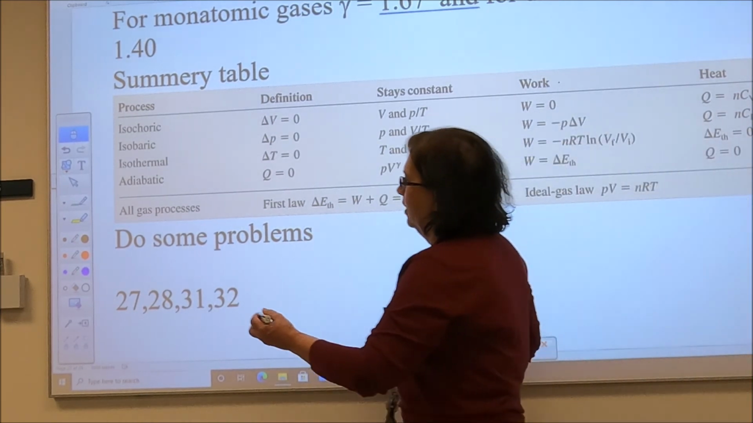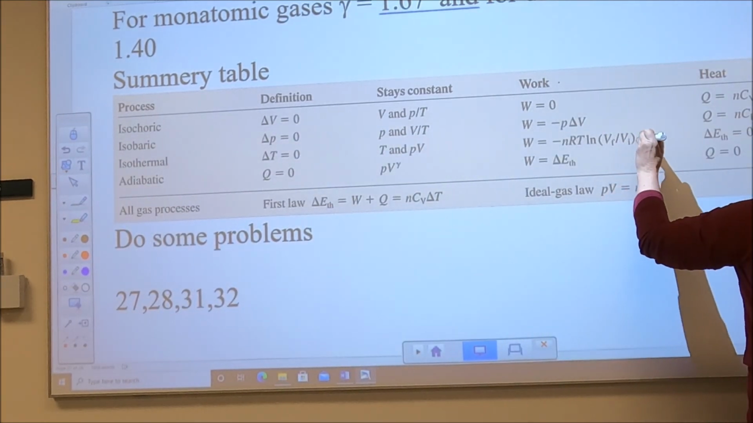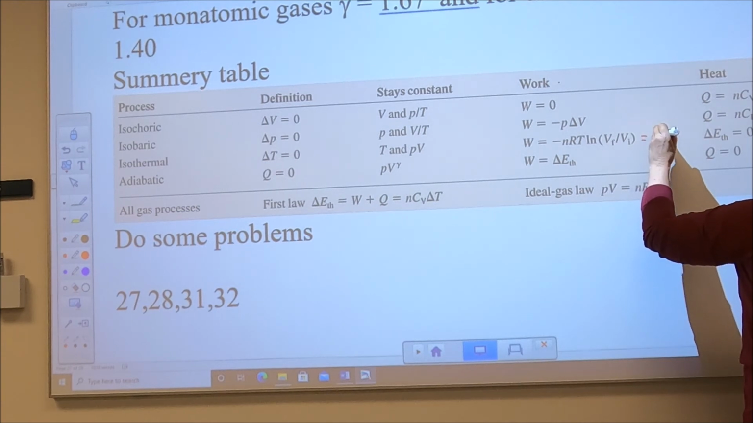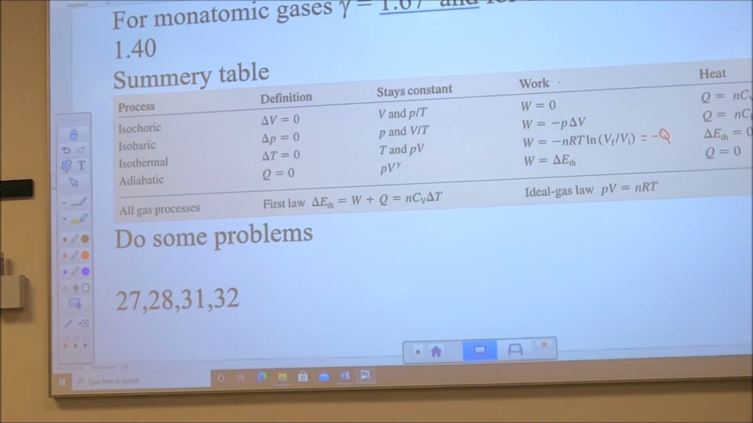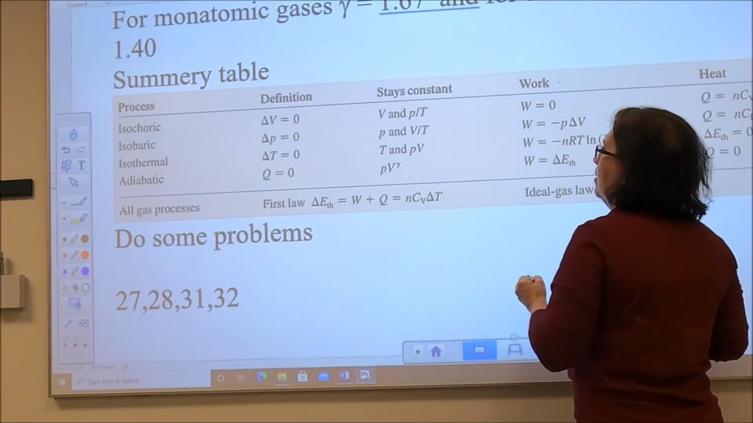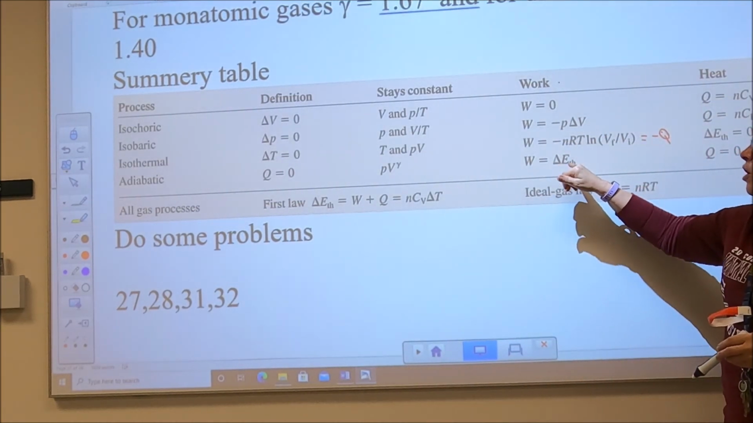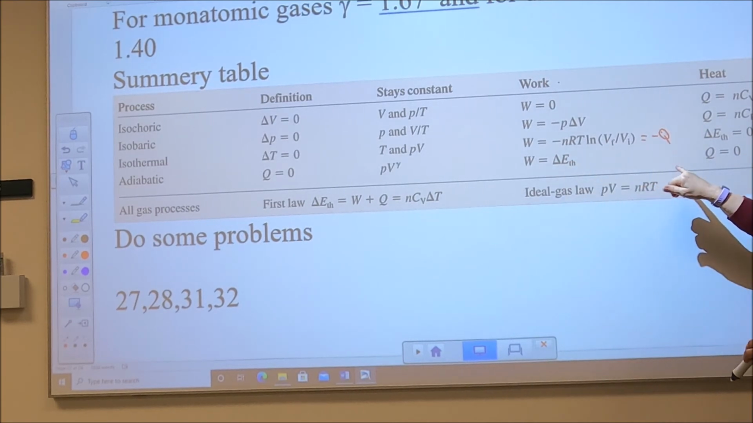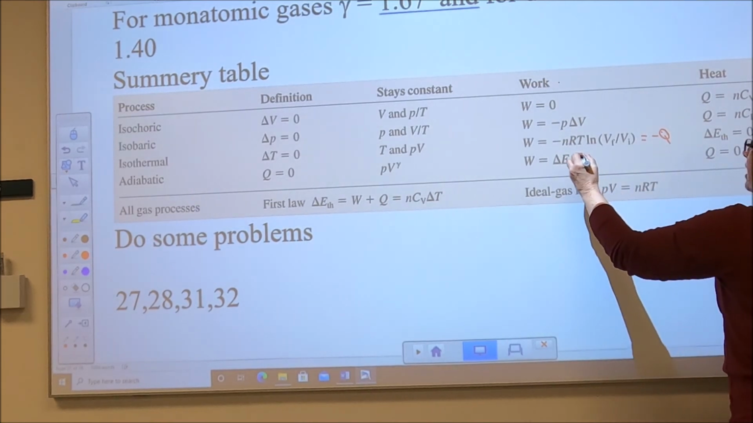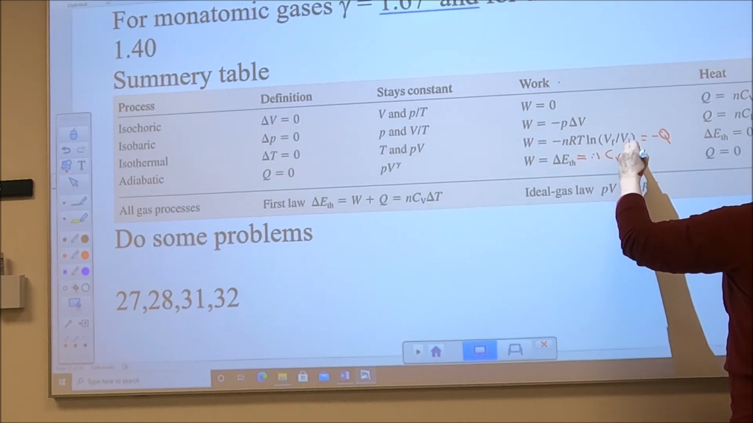which equals the negative of Q. I'm just going to quickly add this in here. And lastly, for an adiabatic process, Q equals 0, and PV^gamma stays constant. All of the work goes into changing the thermal energy of the system, and Q is 0. And remember, we can relate this to n C_V delta T.